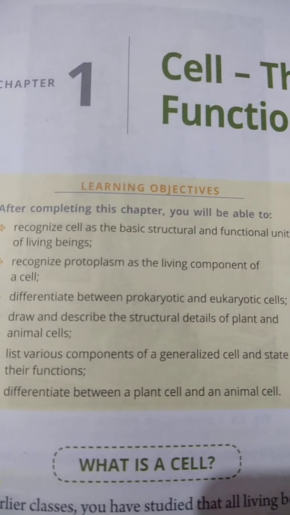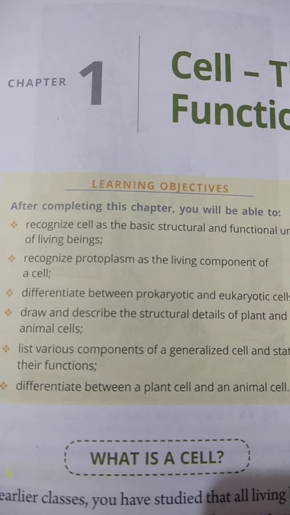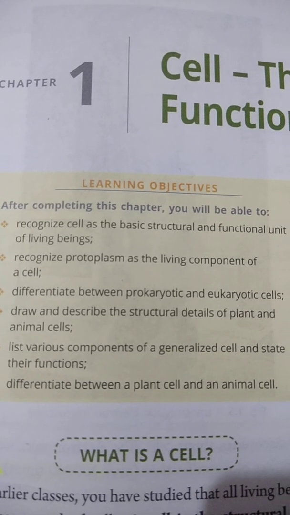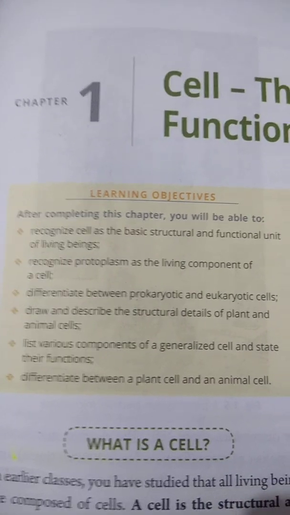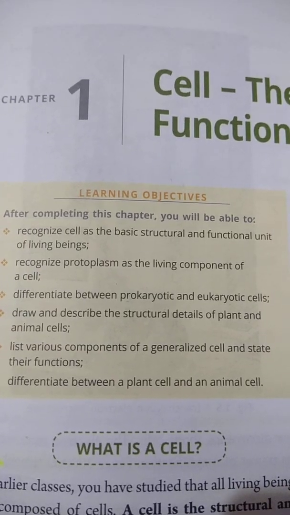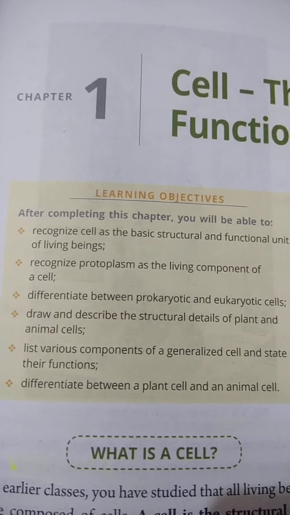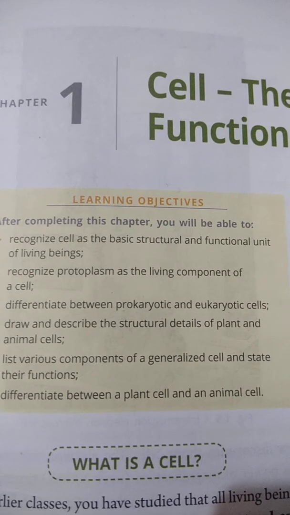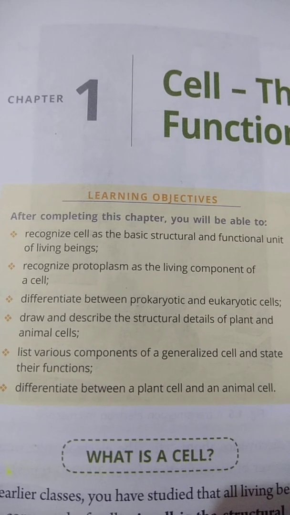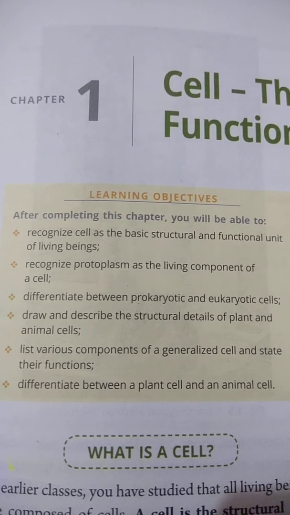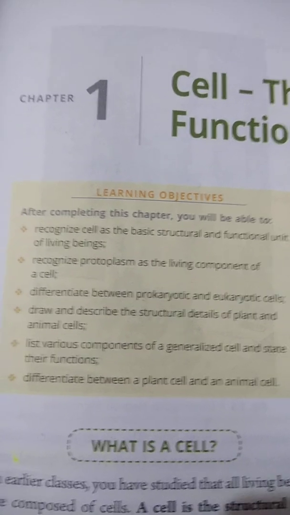Differentiate between prokaryotic and eukaryotic cells. And here you will understand how to draw and describe the structural details of the plant and animal cell, meaning you will practice how to draw the plant cell and the animal cell. The various components of a generalized cell and state their functions. Differentiate between a plant cell and an animal cell. So these are the things, inshallah, you will understand by the end of the chapter.